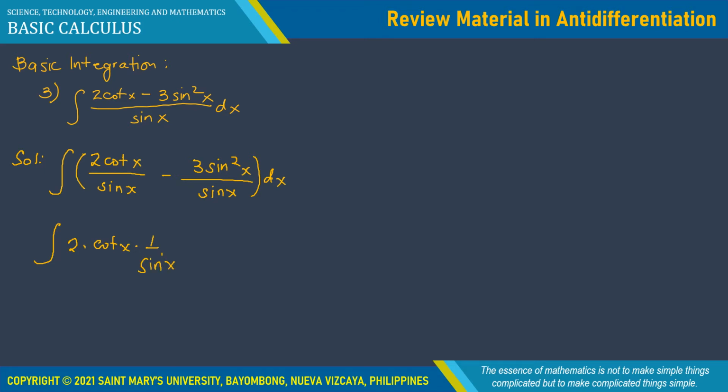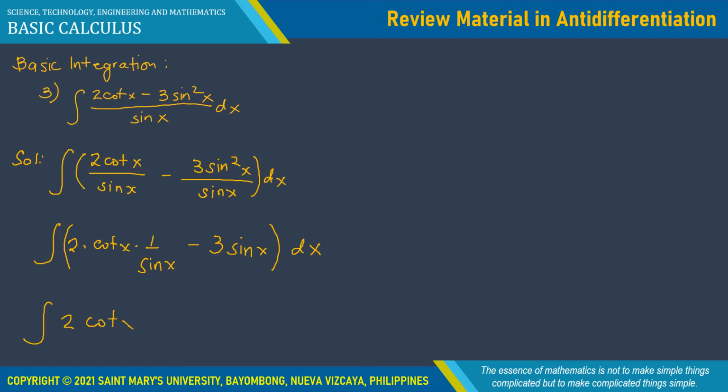So, 1 over sine x. Okay? Bakit nangyari yon? Di ba, alam naman natin na kapag ito, 2 over 1 siya, so 2 na lang. Then, yung cotangent x, pwedeng cotangent over 1, so kaya cotangent x. Then, possible naman na meron tayong factor na 1 sa numerator, so 1 over sine x. Then, minus 3. So, we can divide sine squared and sine x. So, sine squared x divide sine x na lang. So, sine x dx.